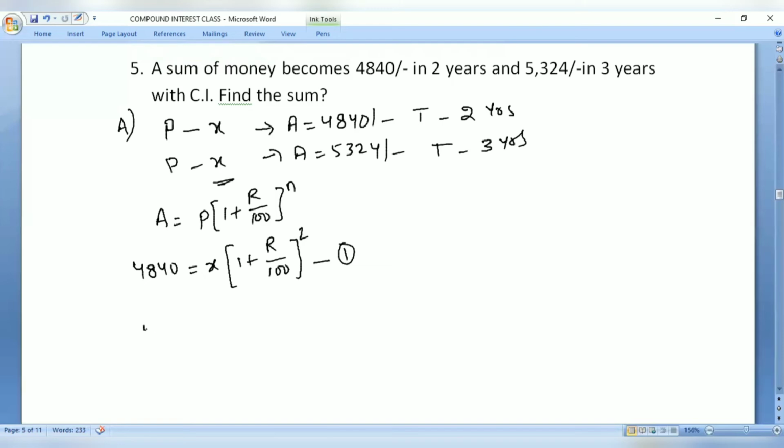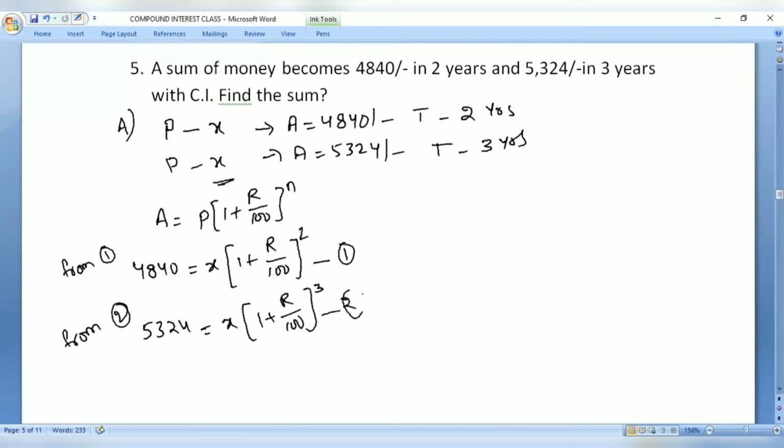From the second part, the amount is 5,324. This is from the second statement. So 5,324 is equal to principal, which we do not know, into 1 plus rate of interest, which we also do not know, divided by 100, and the time period is 3 years. Let it be equation number 2. Now divide 2 by 1. When you divide, X cancels, and this is 3 times, this is 2 times. So the balance remaining is only 1.